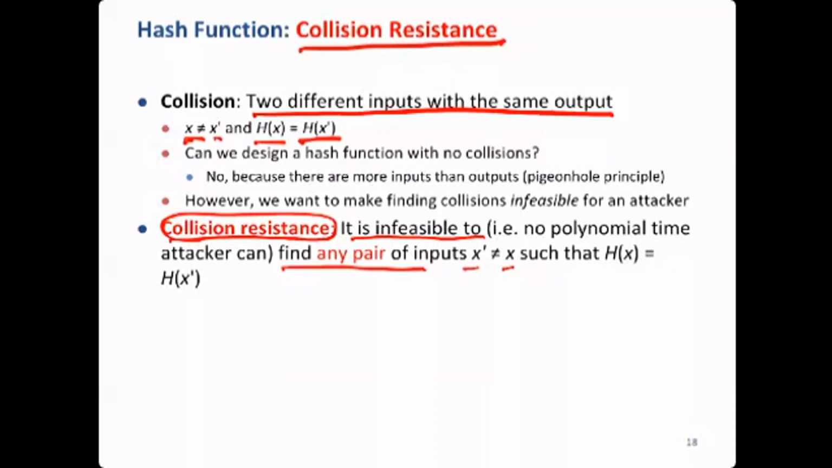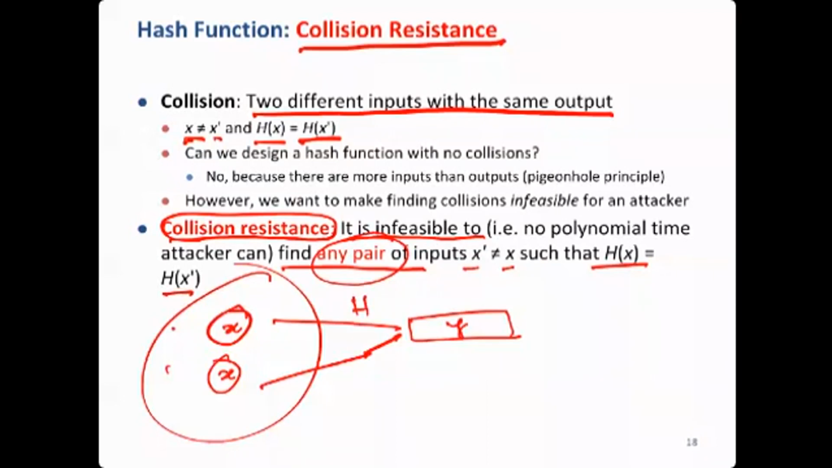So we say any pair. Note that any pair, it could be anything, anywhere. You have to find any two. Now, the property says that it's infeasible to find them. If you use a computer to find any two values that map, given a hash function, into the same value of y, which is h of x equal to h of x dash, in polynomial time, it's not feasible.